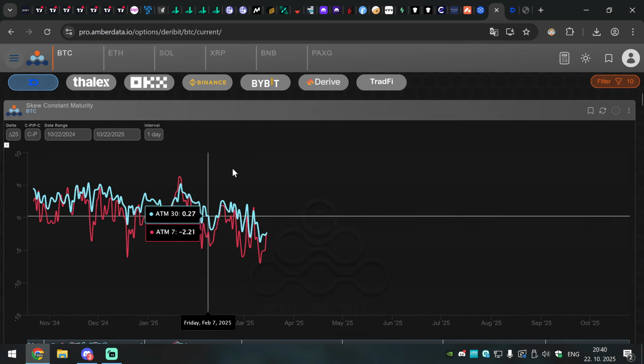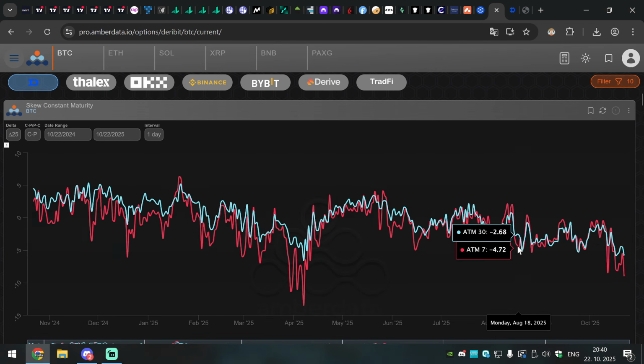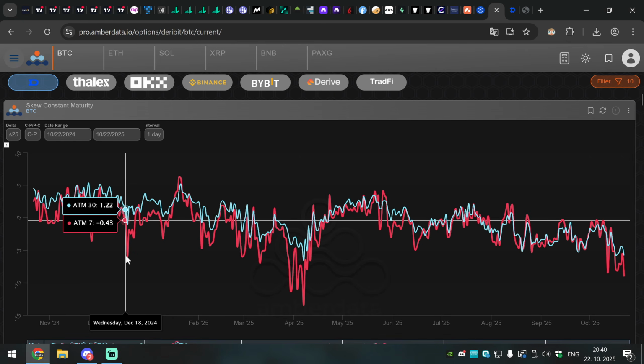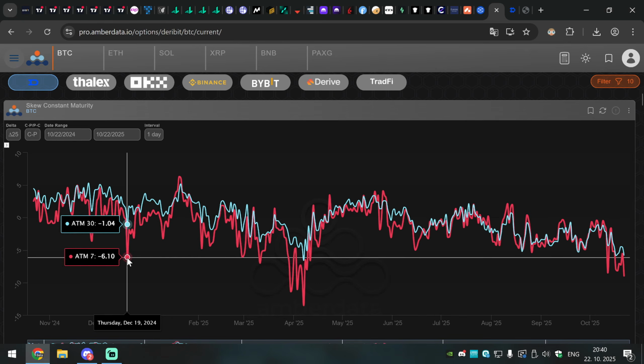Let's see how long it takes to load. Okay, it's pretty decent. So this is for the past year, and you can see each time we were trading below 5.